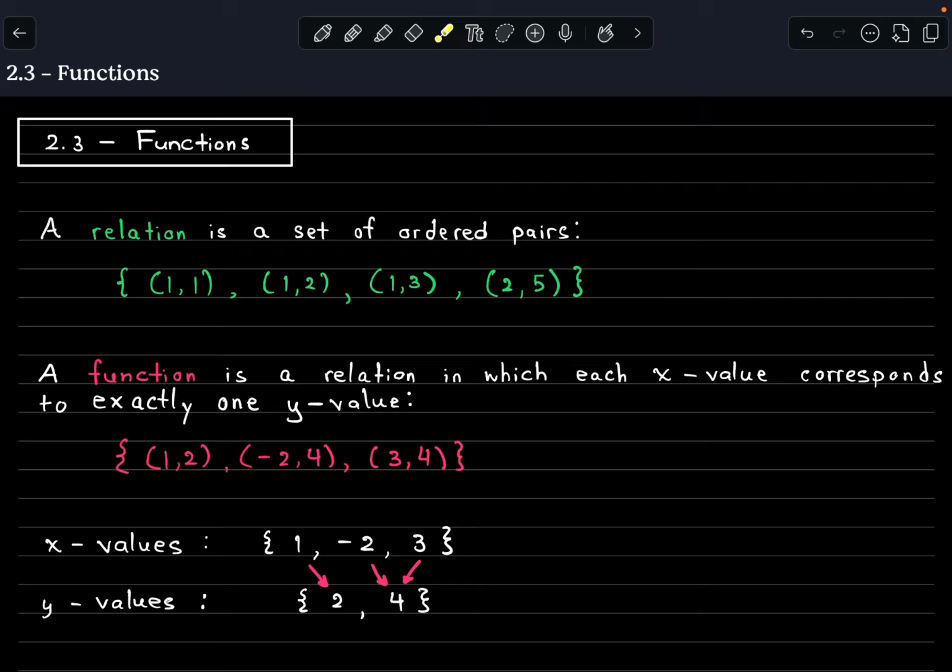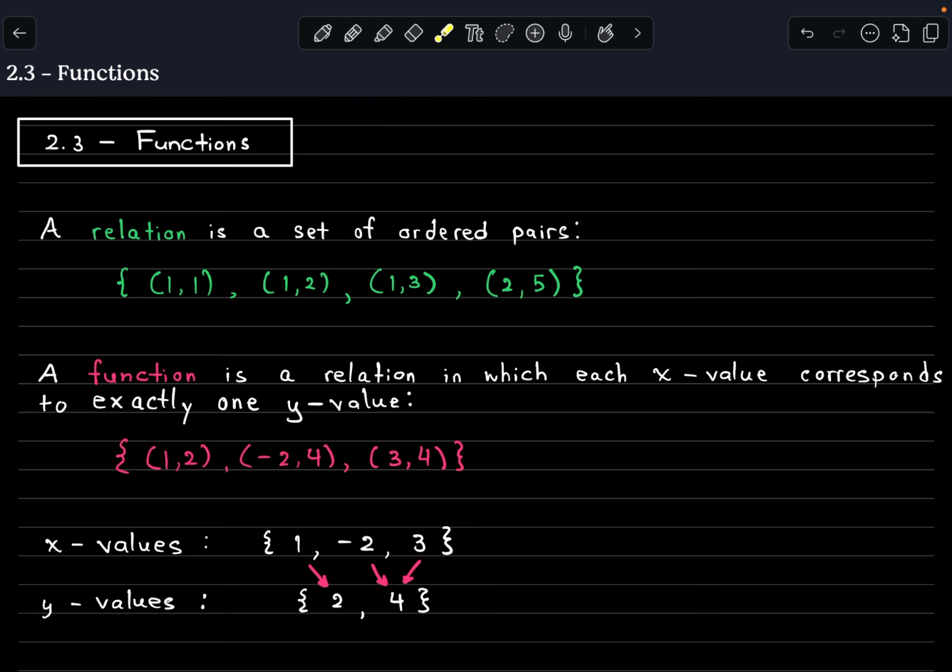Okay, so to start off, first of all, we've got something called a relation, which is just a set of ordered pairs. It's just some grouping of them. Right? So we saw ordered pairs last time. We could plot these on a graph. We've got our x and our y coordinate, right?